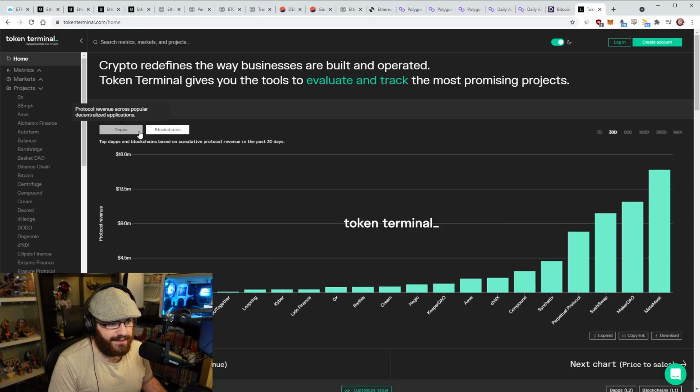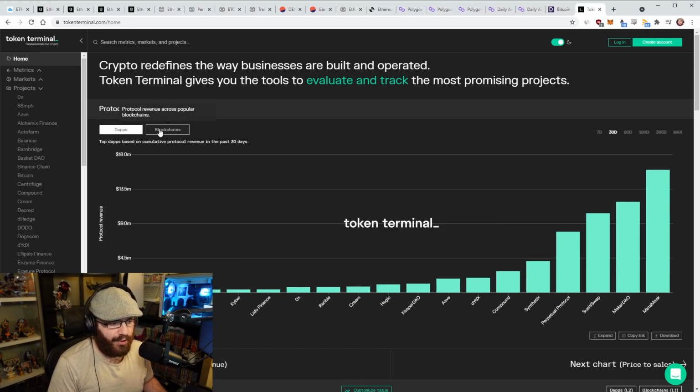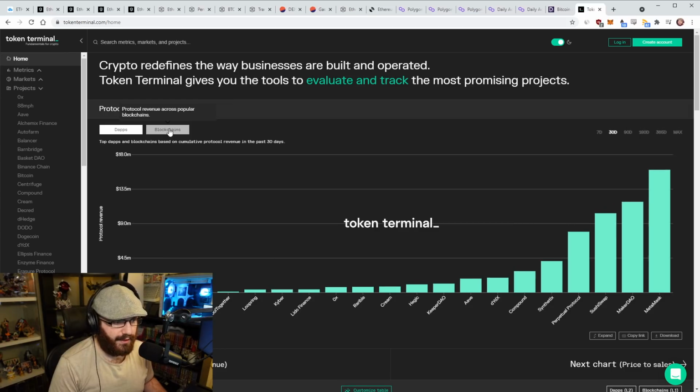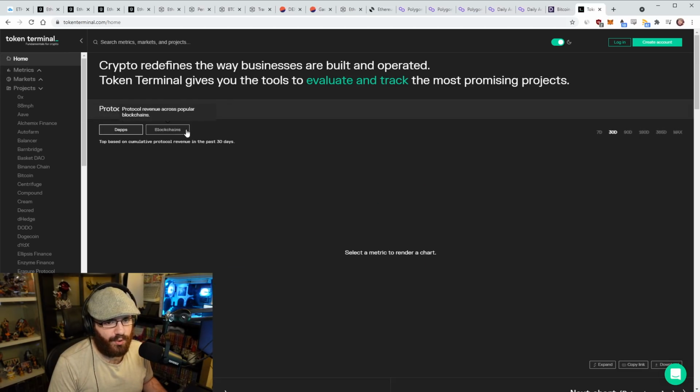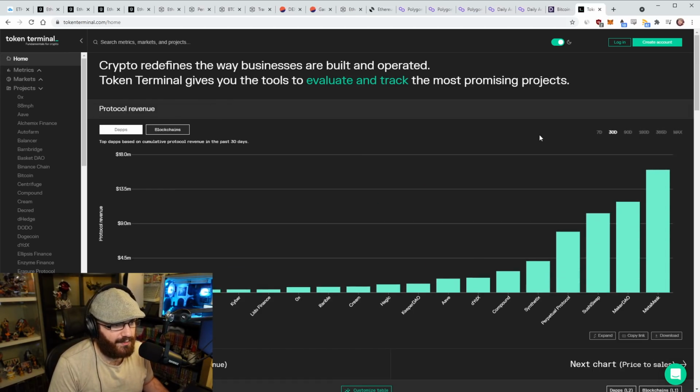For different DeFi dApps, I should say, and blockchain protocol revenue. If it loads here, I think. No, you can sort it out. You can get rid of that and just put dApps here. Okay, let's see what's happening here.